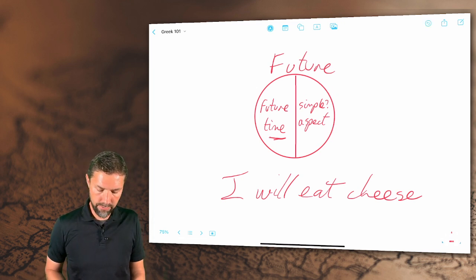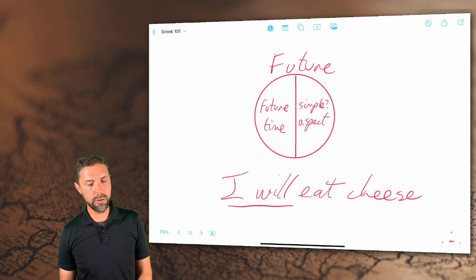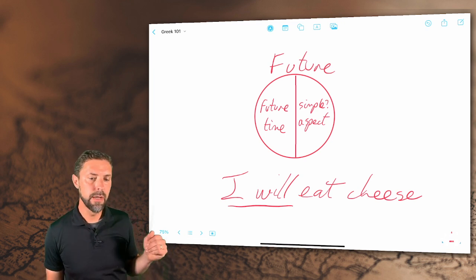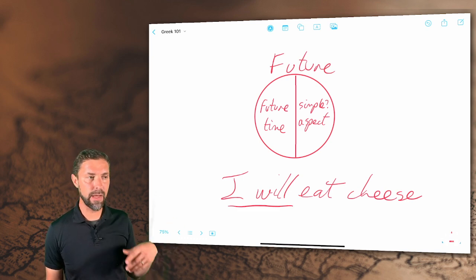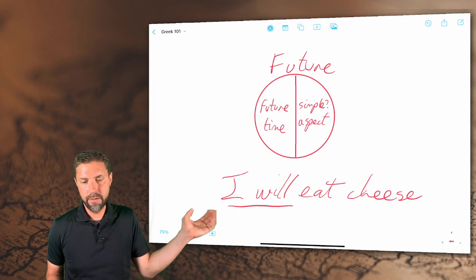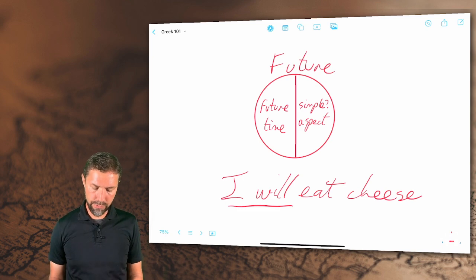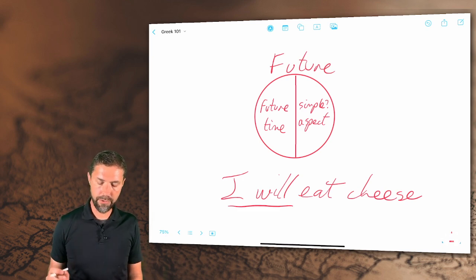And so that would come out in English. I'm translating across for English. I need to have a will, I will. But don't include an ing. That would be linear. Don't include a have or has. That would be completed. I will eat cheese. That does it. Future and it's simple. Okay, so what you want to remember with future: future time, simple aspect.